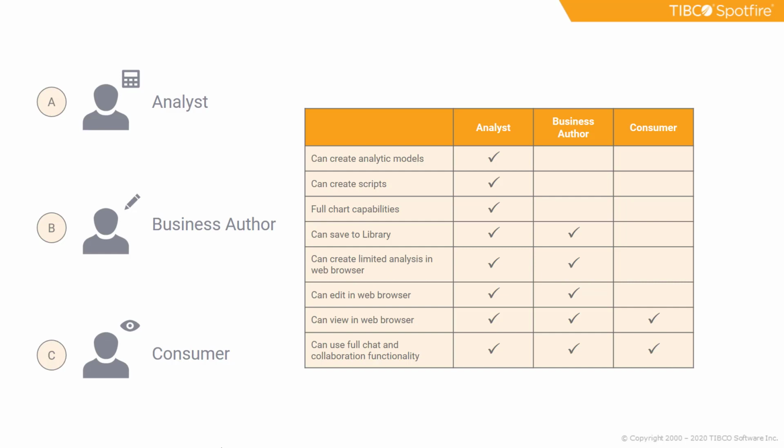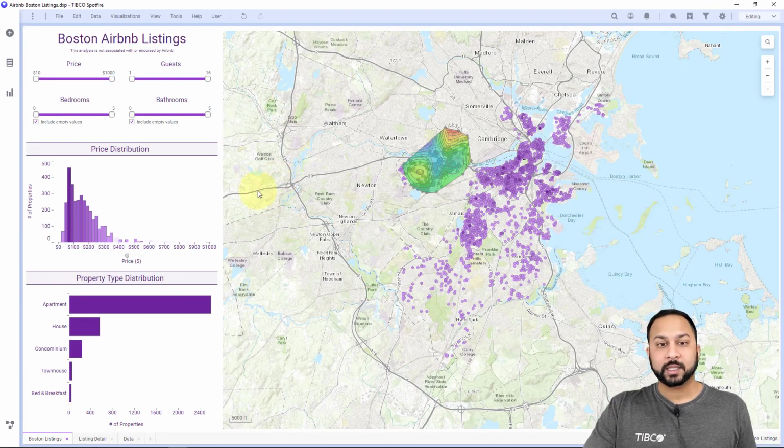Now, the business author is for the web browser editing, and that's through the Spotfire web player. And they can create analysis and modify other analysis, save to the library, and share with others. And then lastly, there's a consumer, and this is just the read-only license. They have full interactive capabilities to interact with analysis, but they're not authoring, and they'll work just from the web player as well.